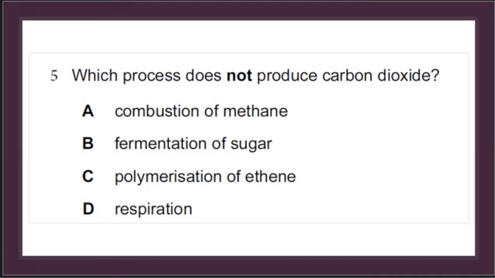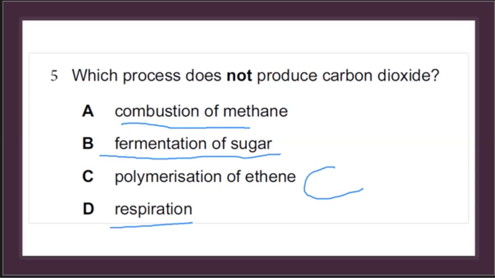Next question. Which process does not produce carbon dioxide? Combustion of methane produces carbon dioxide. Fermentation of sugar produces carbon dioxide. When we respire, it produces carbon dioxide. So polymerization of ethene does not produce carbon dioxide. The answer is C as in cat.